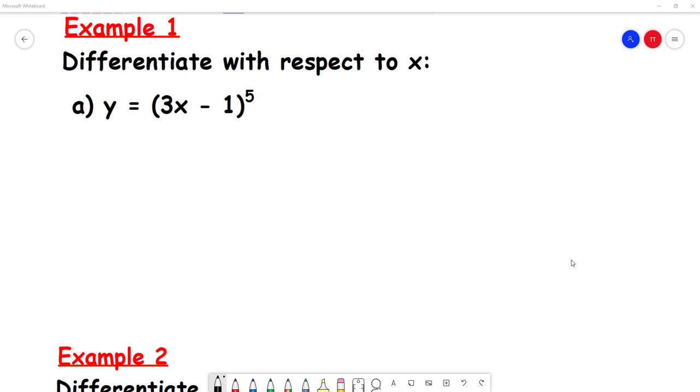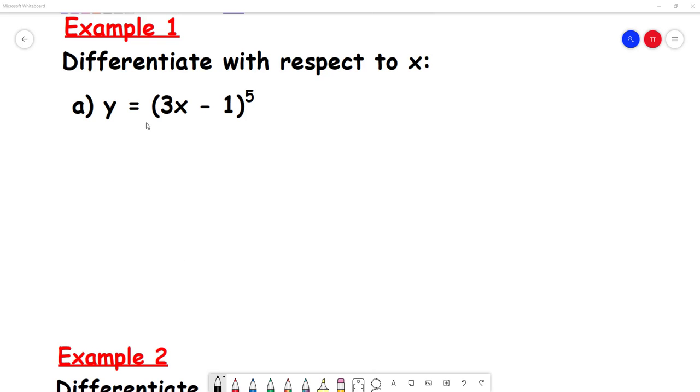In this video, we're going to go through composite functions and how we differentiate them. When you differentiate a composite function, we have to use something called the chain rule. And that basically means differentiate a function within a function. So let's take an example. Differentiate with respect to x, y equals (3x minus 1) to the power of 5.